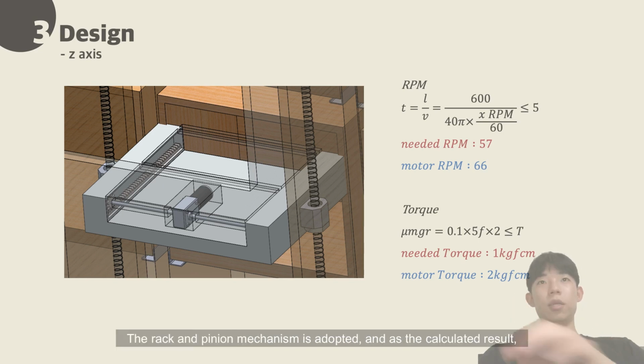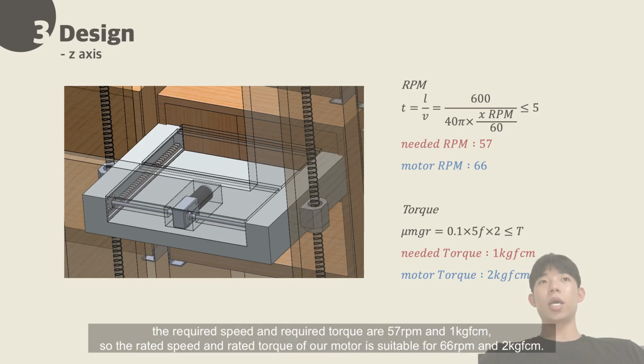The rack and pinion mechanism is adopted, and as the calculated result, the required speed and required torque are 57 RPM and 1 kg/cm. So the rated speed and rated torque of our motor is suitable for 66 RPM and 2 kg/cm.